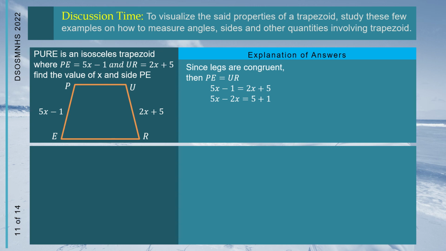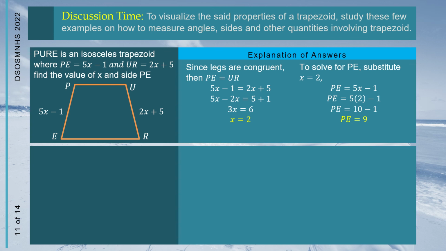So 5x minus 2x is 3x. 5 plus 1 is 6. To solve for x, divide by 3 on both sides. 6 divided by 3 is 2. So our value of x is 2. To find side PE, PE is 5x minus 1. So we substitute the value of x, which is 2, into the expression PE equals 5x minus 1. So PE is equal to 5 times 2 minus 1. 10 minus 1 is 9.